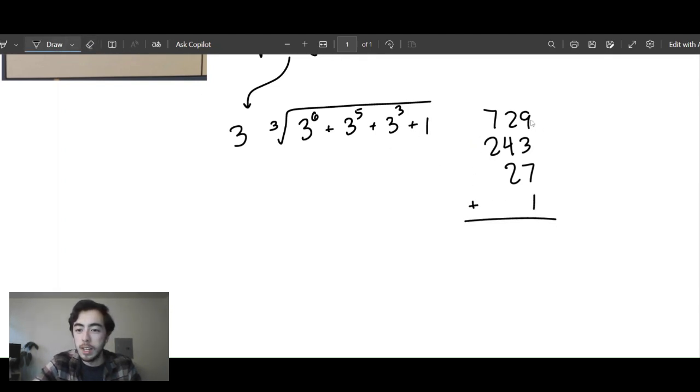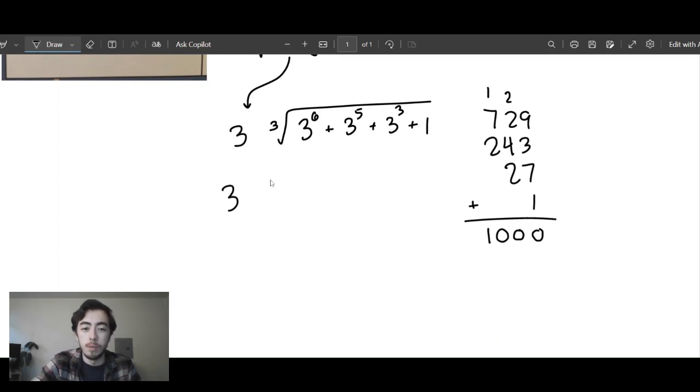Okay, 9 plus 1 makes a 10. 3 plus 7 makes a 10. So overall, that is 20. 2 plus 2 plus 2 makes 6. 6 and a 4 make a 10. And then 9 plus the 1 that I carried makes another 10. So ultimately, this is the number 1000.